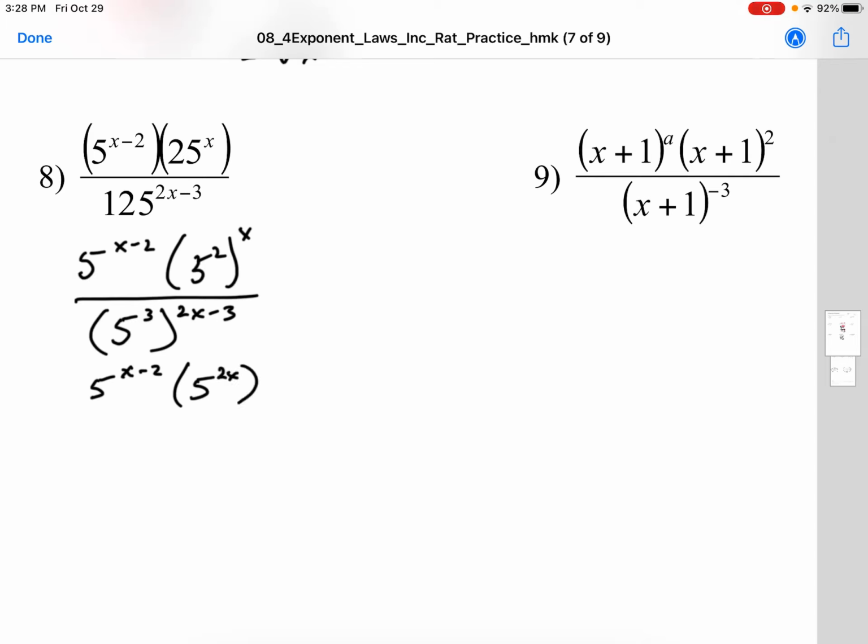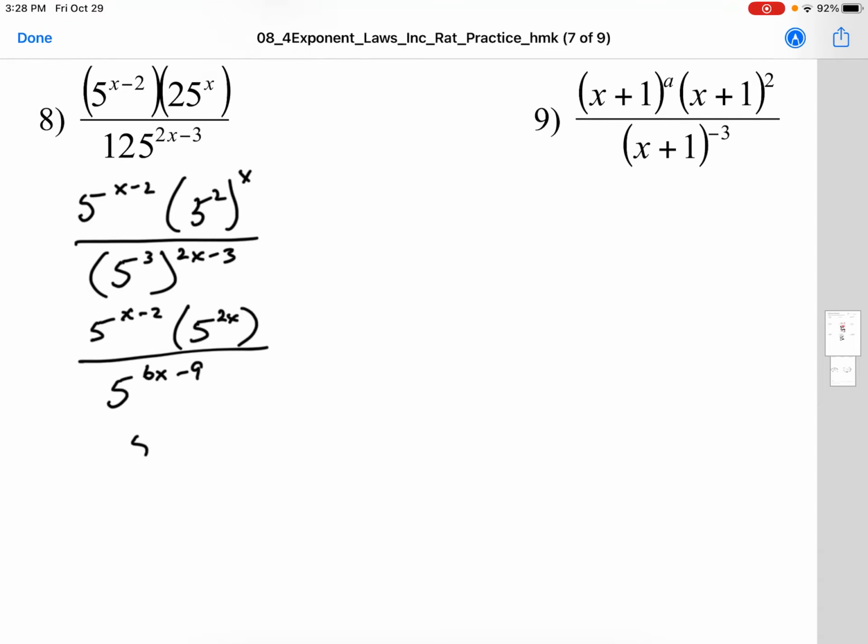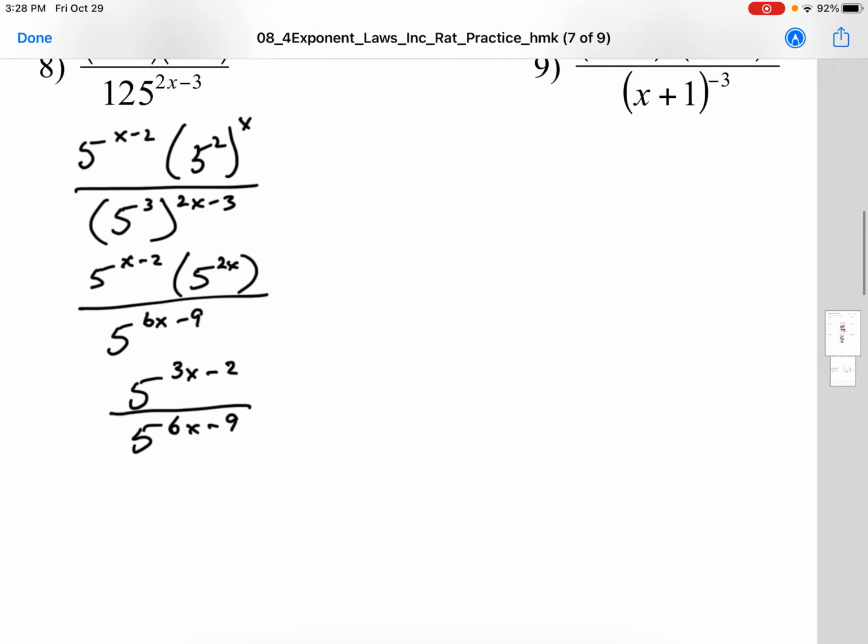Well, power to power we can multiply. Here we have 5 power to the power becomes 6x minus 9. So we multiply those powers together, and then we can combine the powers here. So again, this is base 5 on top. We count up the powers. It's going to be x and 2x's, which is 3x's, and minus 2 over 6x minus 9.